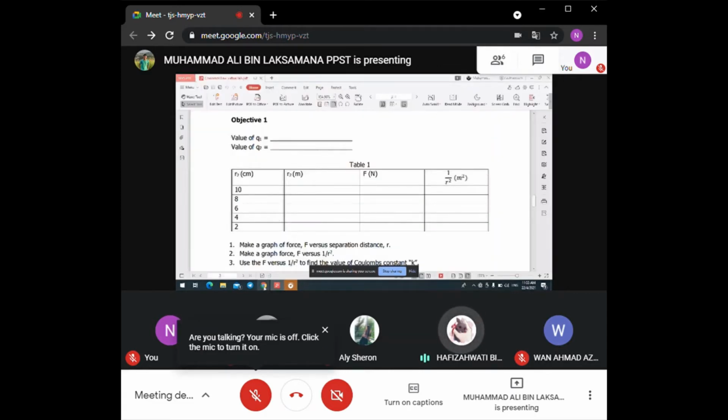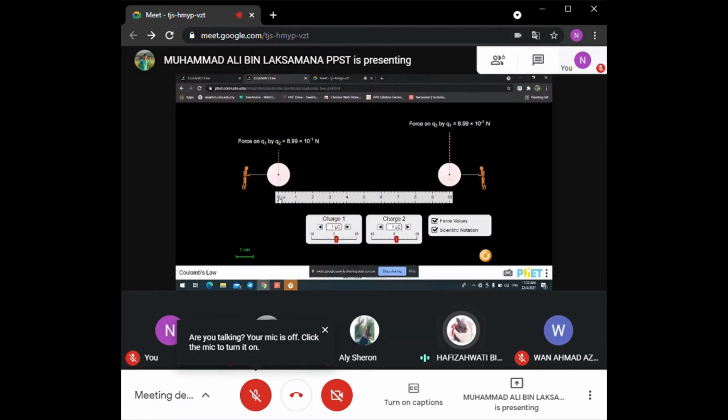After that, we repeat steps 1 to 4 with different separations. And lastly, we record our values in the table given.